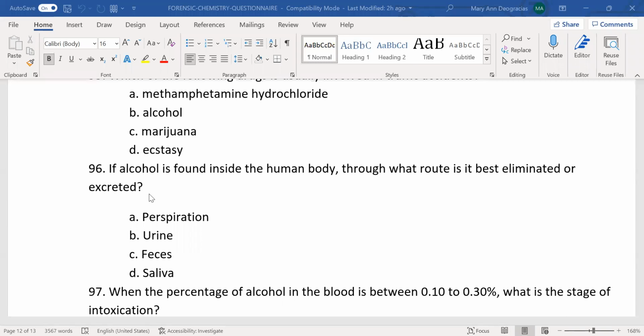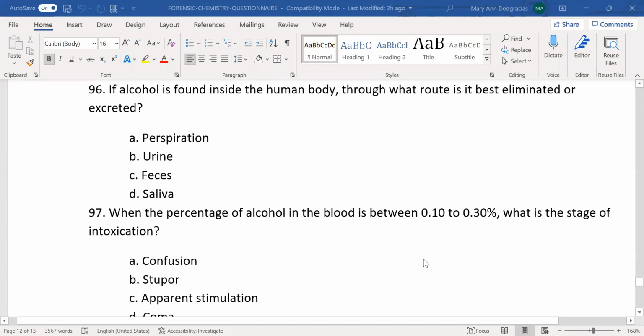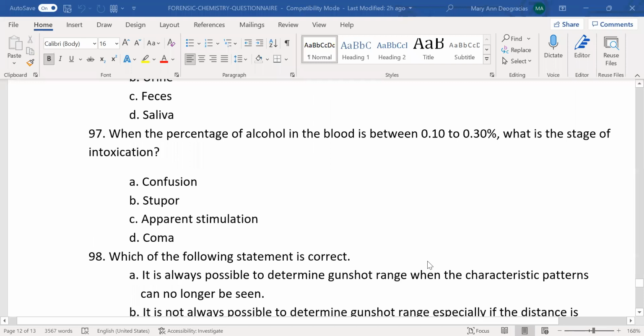When the percentage of alcohol in the blood is between 0.10 to 0.30%, what is the stage of intoxication? A, confusion. B, stupor. C, apparent stimulation. D, comatose. Stupor ba? Point 10 eh. Letter C, apparent stimulation.